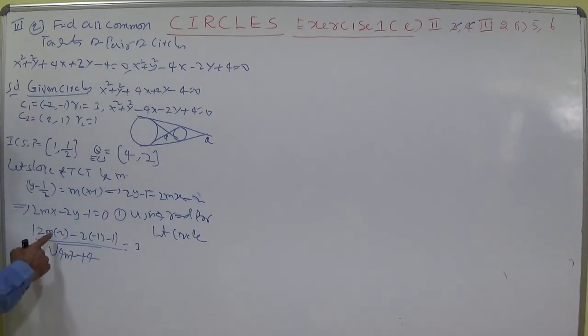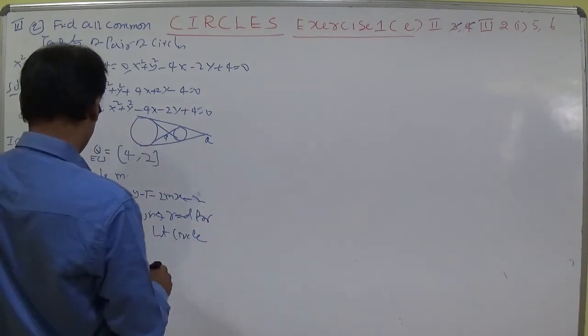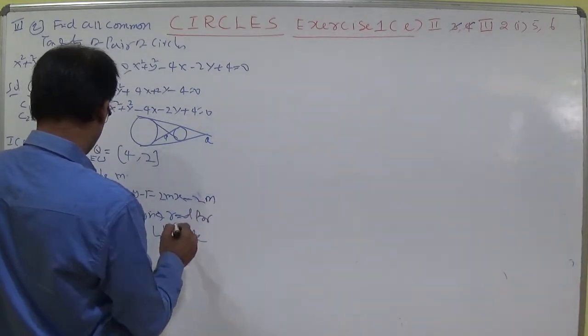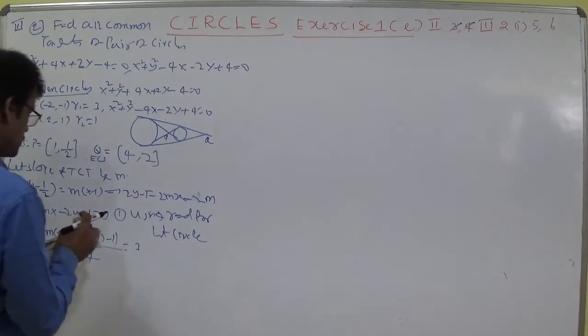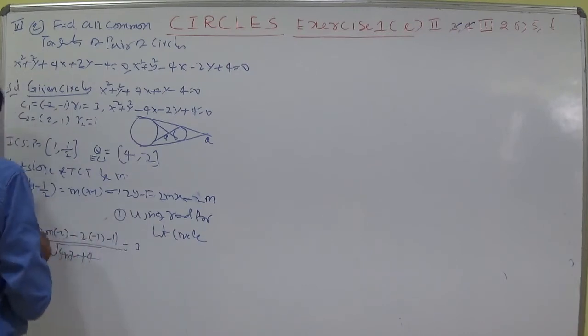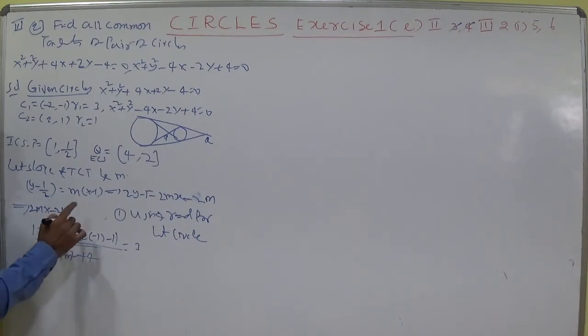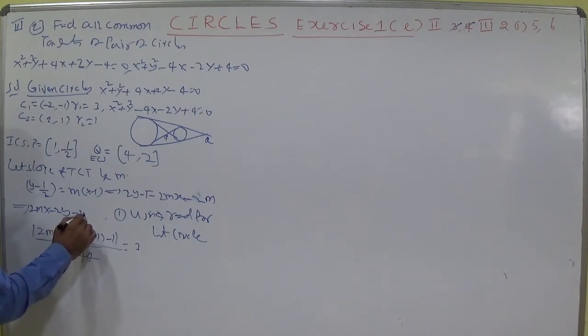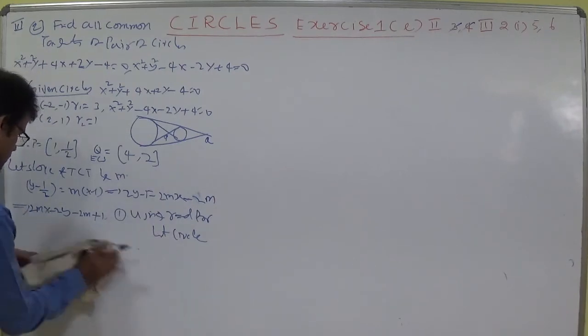Here we have 2mx minus 2m, so you should not write it like this. You should change it here: 2mx minus 2y minus 2m plus 1. Just a little change is there.